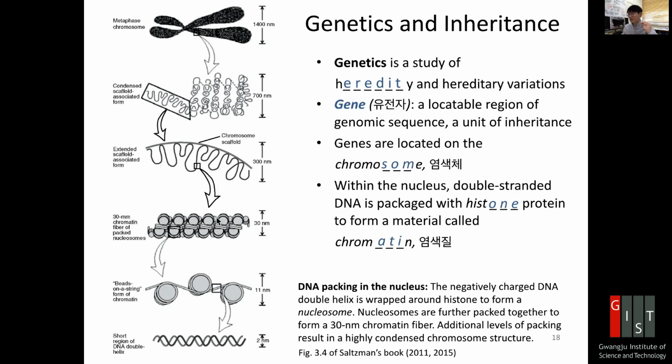And you can see here, the nucleosome. And nucleosomes are further packed together to form a 30 nanometer chromatin fiber, and additional levels of packaging result in a highly condensed chromosome structure. So think about the real dimension of this whole process. In the past, we only used an optical microscope to see the micron level, which is this chromosome. When it's metaphase, it looks like this. It's 1.4 micron, so humans can see the shape.